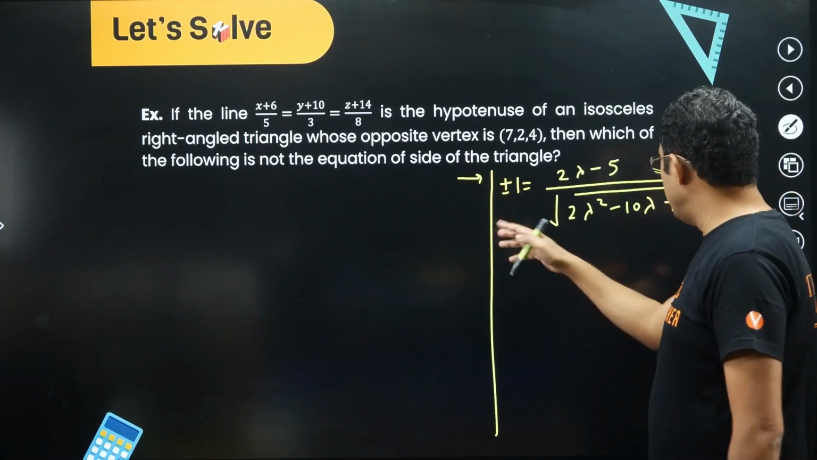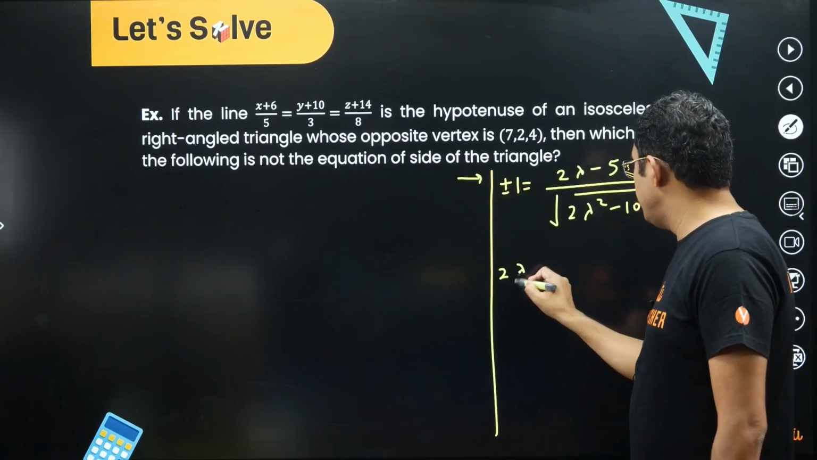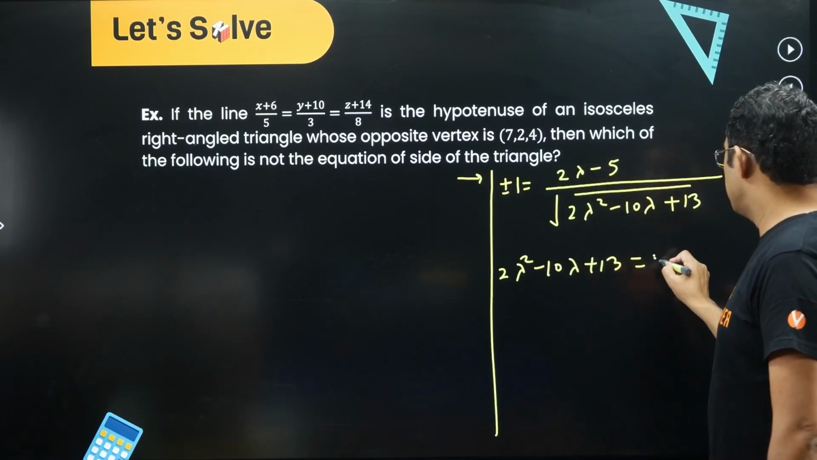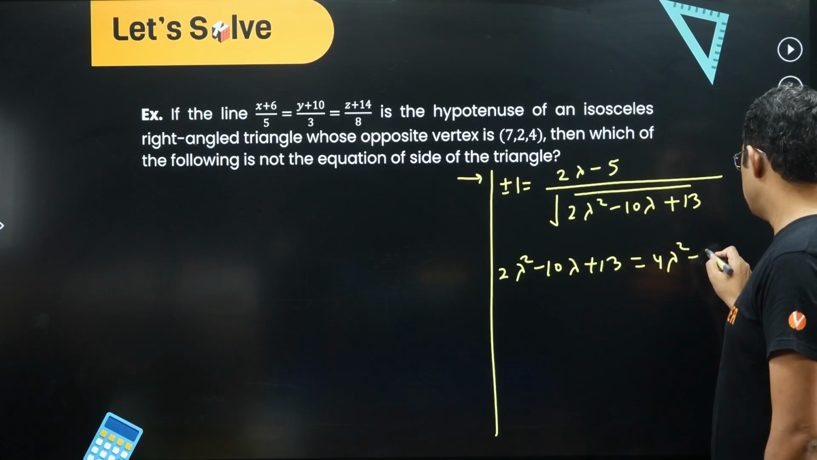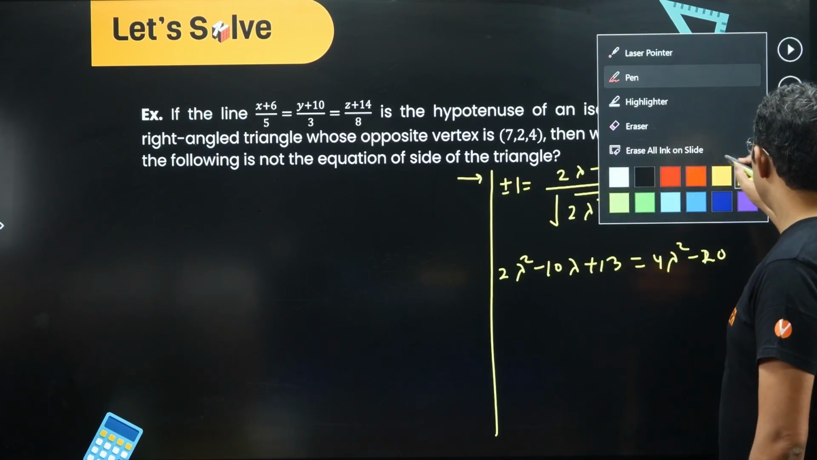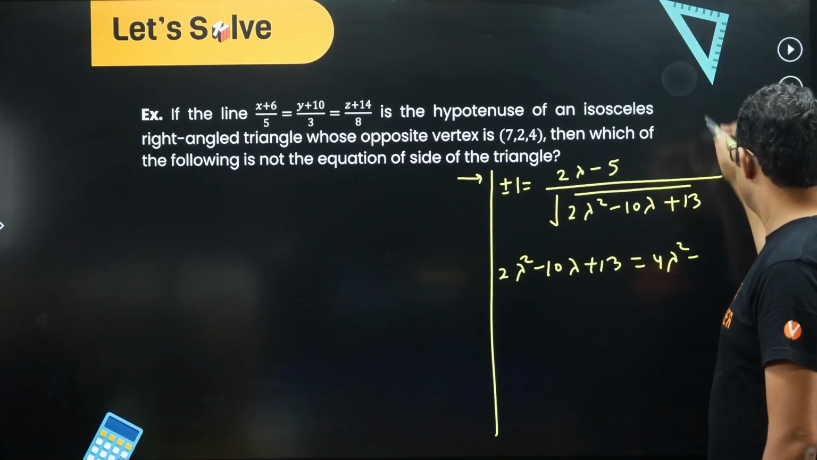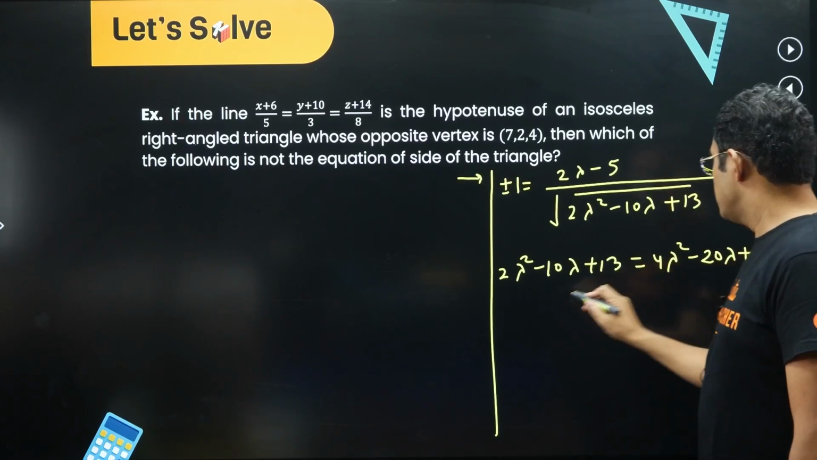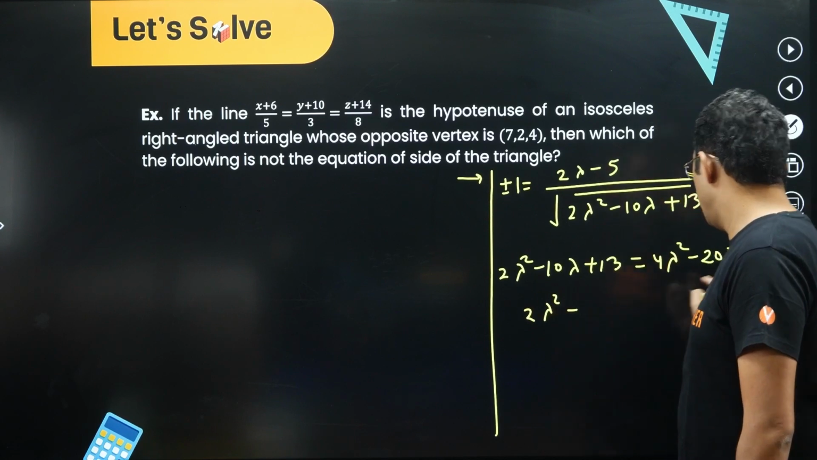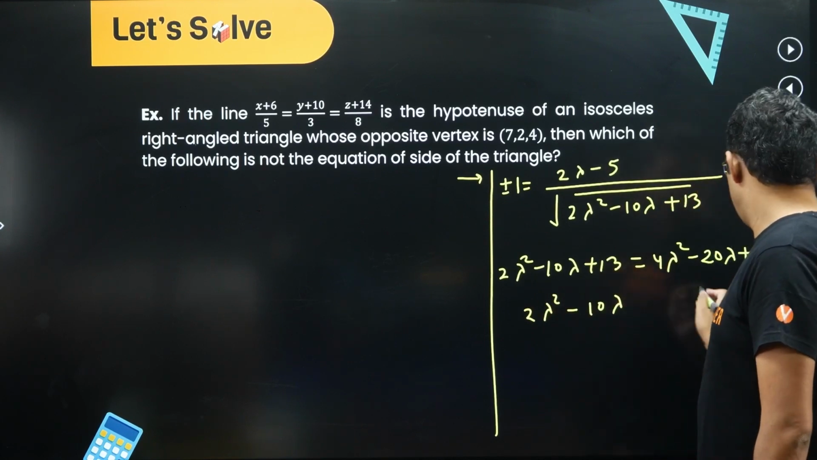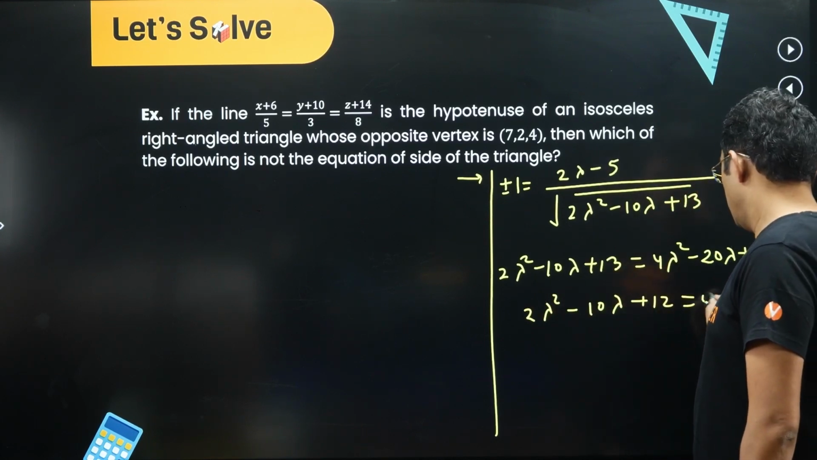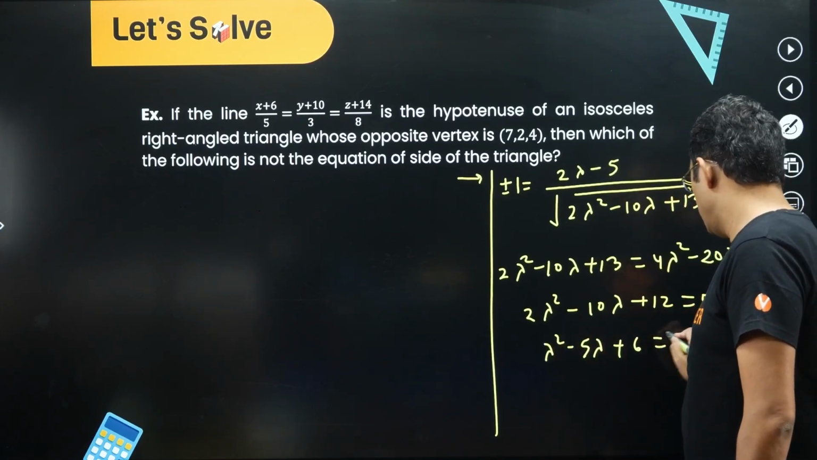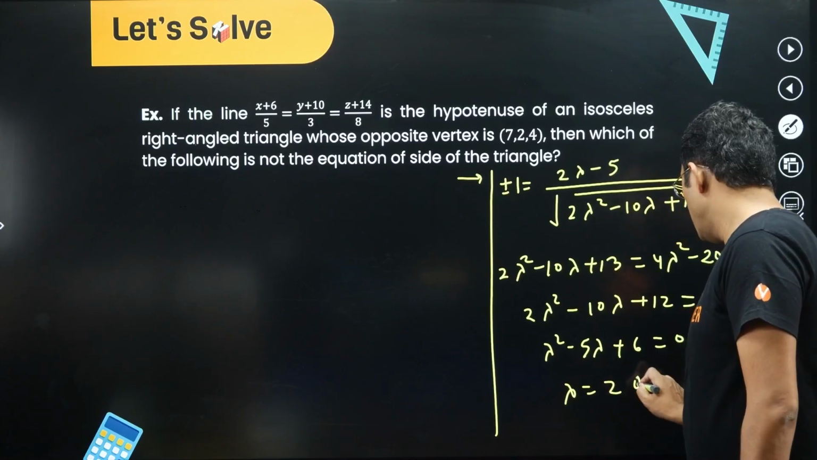Now you just cross multiply it and you will be getting 2 lambda square minus 10 lambda plus 13 and squaring. So this will be 4 lambda square minus 20 lambda plus 25. Solving this will give you 2 lambda square minus 10 lambda plus 12. So lambda square minus 5 lambda plus 6 equal to 0. So we are getting the values of lambda as 2 or 3.